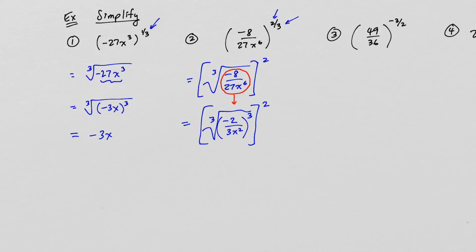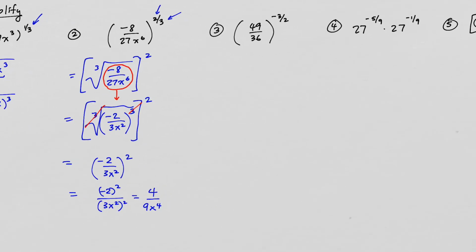So what happens next is when you have a cube root of something cubed, these cancel each other out. And so we are left with -2 over 3x squared, quantity squared. And of course, to do this, we're going to square the top and square the bottom. And this gives us 4 over 9x to the fourth. So it's really important to be methodical as you go through these problems.